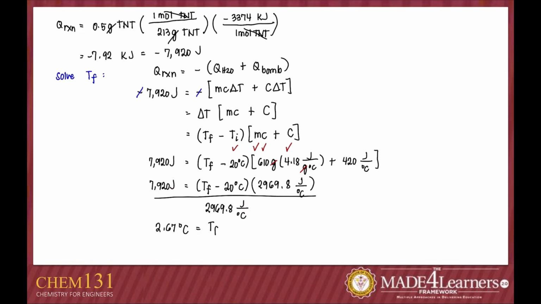Final temperature equal minus 20 degrees Celsius. And then we transpose this to the other side. And so the final temperature is 2.67 degrees Celsius plus 20 degrees Celsius. And so the final temperature of the water and the bomb is 22.67 degrees Celsius. Okay, that's for check your learning.